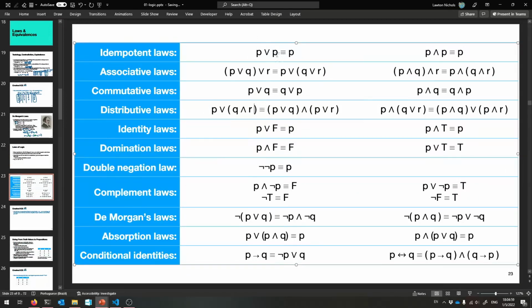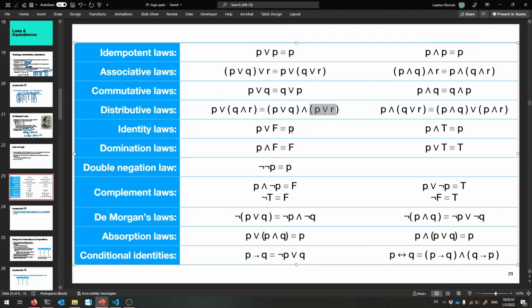This is one of the laws: P or P, that's just P by itself. You don't need it twice. Same with AND. Associative laws: if you have two ORs, it doesn't matter where you put the parentheses. Commutative laws: you don't have to have P or Q, it could have been Q or P. Distributive laws get fancy. It's like multiplication distributing over addition. If you have P or Q and R, that becomes P or Q and P or R.